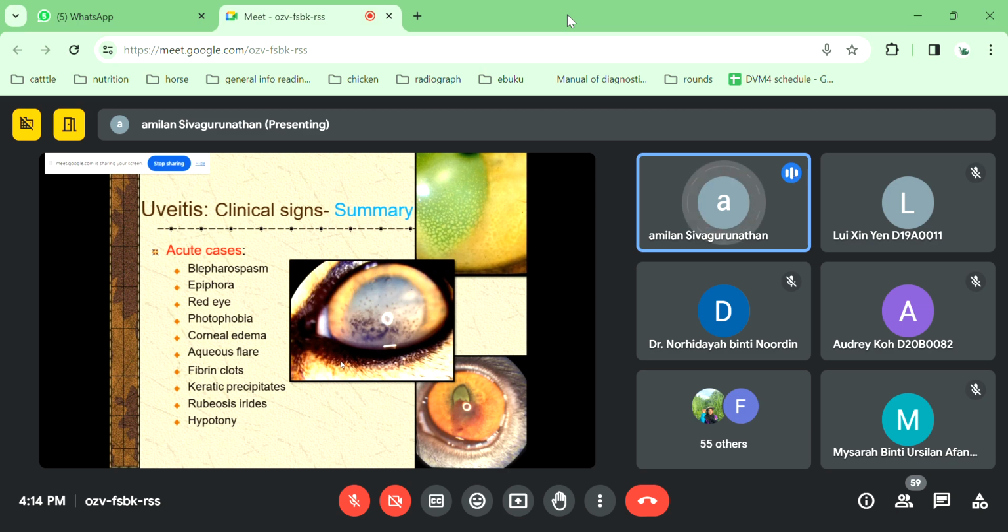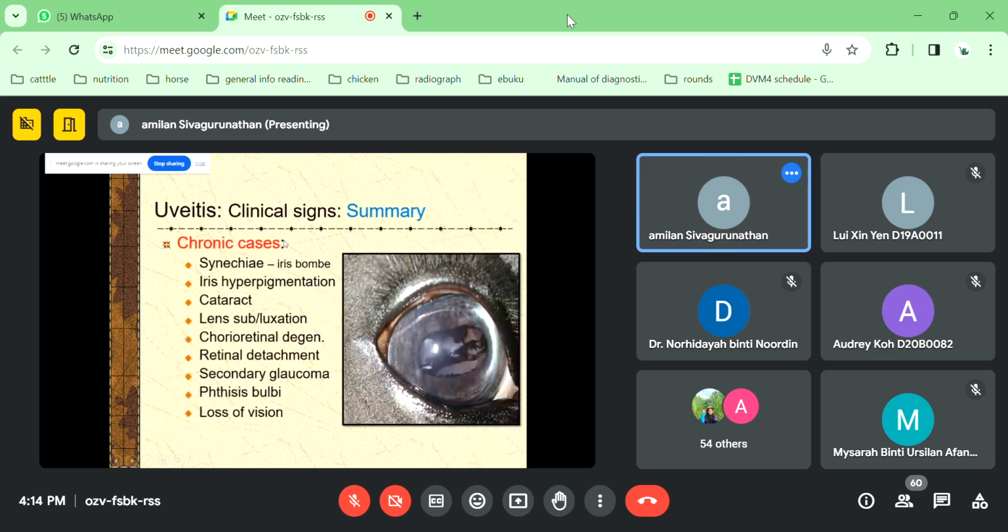So the common signs of uveitis include blepharospasm, pain, epiphora, red eye, photophobia, corneal edema, flare inflammation, fibrin clots, and keratotic precipitates. Of course, out of all this, the aqueous flare is the most important to confirm uveitis.